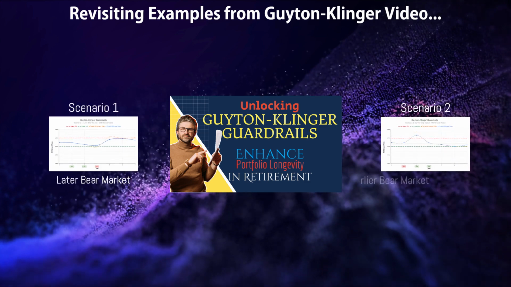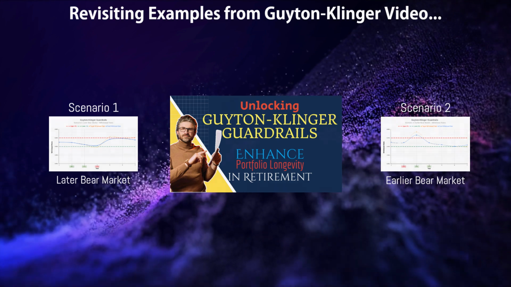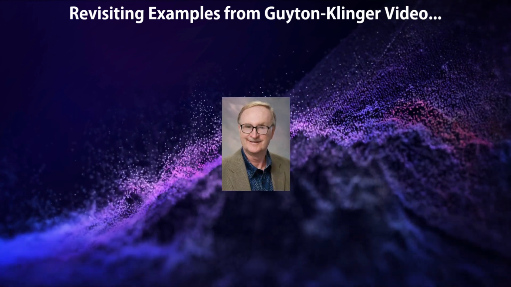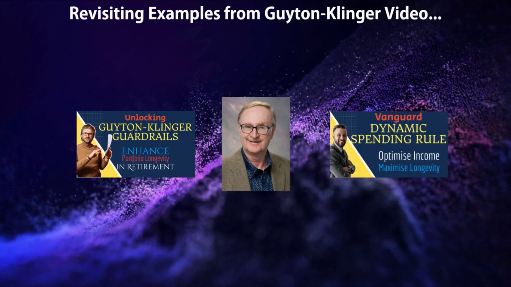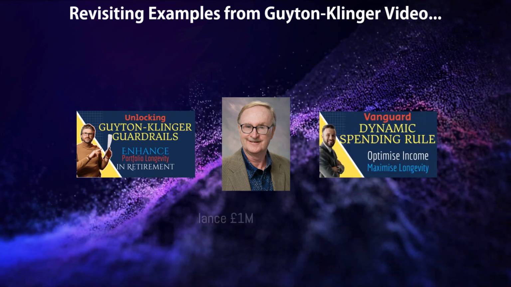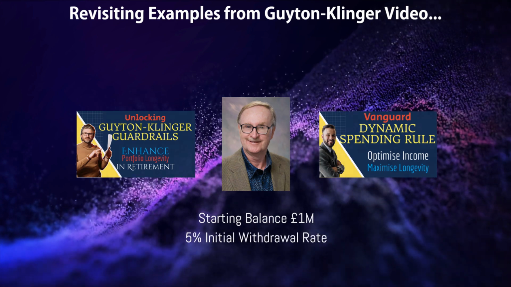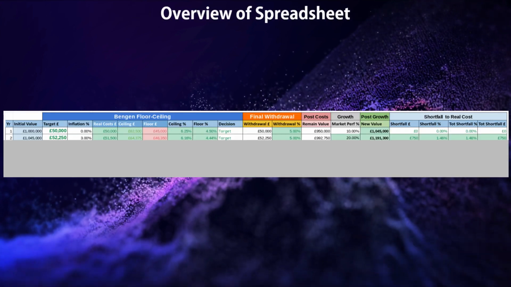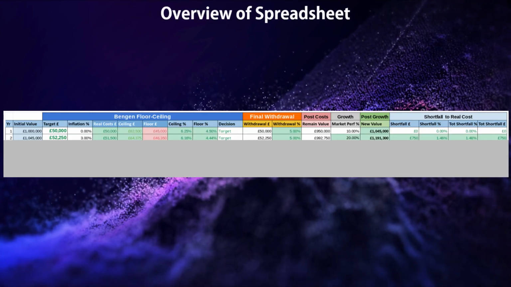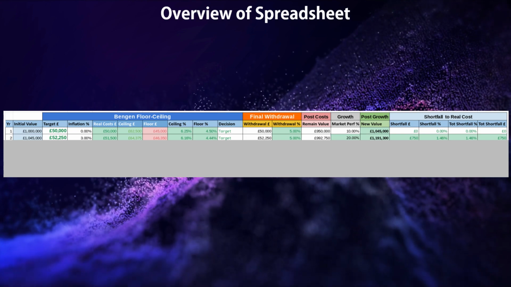the other with an earlier bear market, to see how Bengen Floor-Ceiling works. Afterward, we'll compare it to Guyton-Klinger and Vanguard. We'll use the same assumptions, a starting balance of £1 million and a 5% initial withdrawal rate. Here's how our spreadsheet is set up. If you've watched my Guyton-Klinger video, you'll recognize the format.